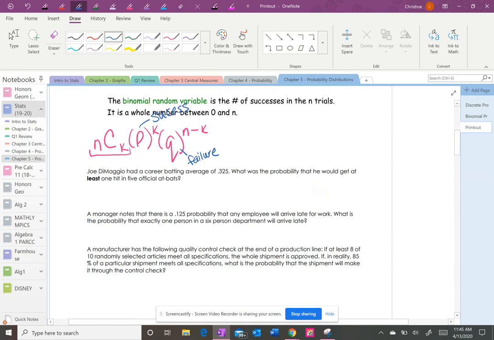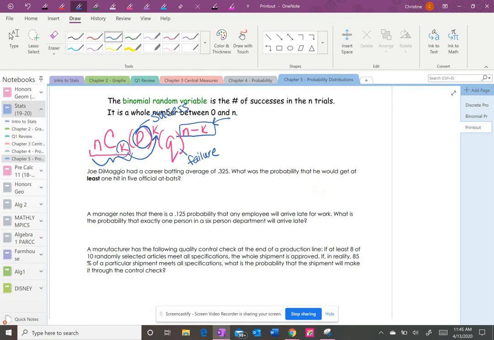The K is going to be just coming from this formula. This is your basis of the entire thing. The K is going to be how many times you want the success to occur. And N minus K is how many times a failure should occur. So failures go with failures, success goes with success. Okay? So let's do this first problem.